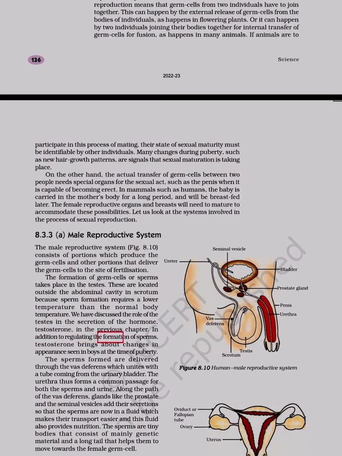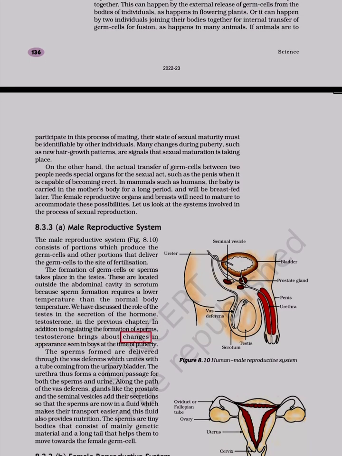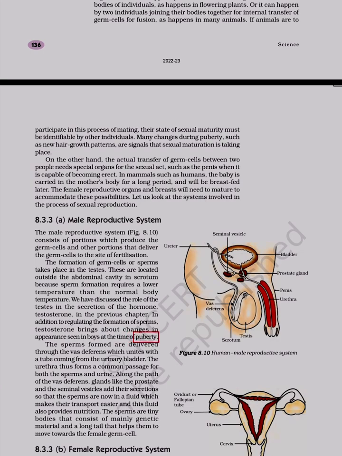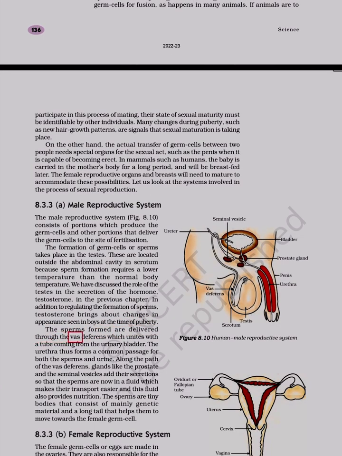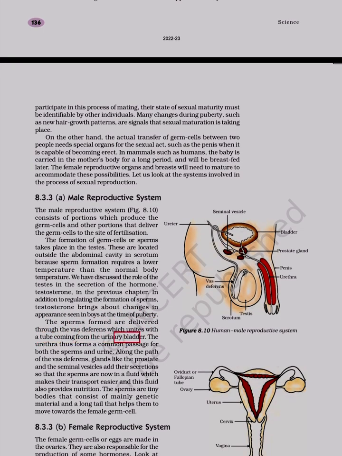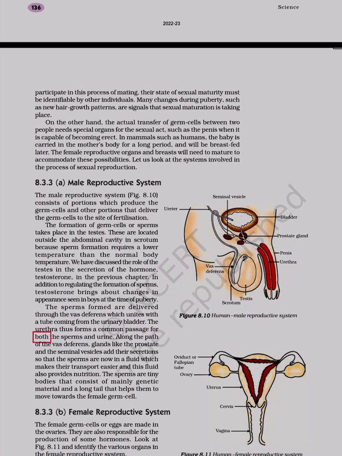In addition to regulating the formation of sperms, testosterone brings about changes in appearance seen in boys at the time of puberty. The sperms formed are delivered through the vas deferens, which unites with a tube coming from the urinary bladder. The urethra thus forms a common passage for both the sperms and urine.